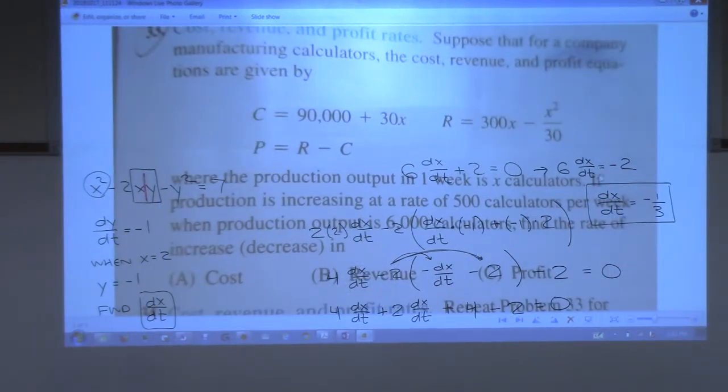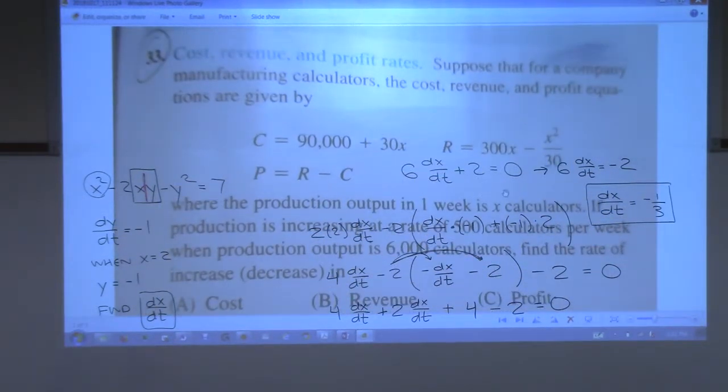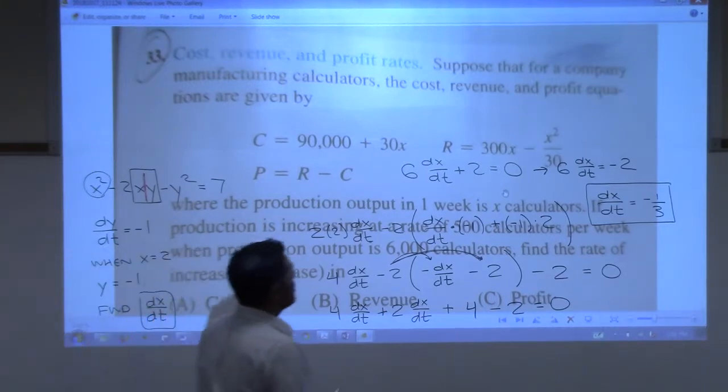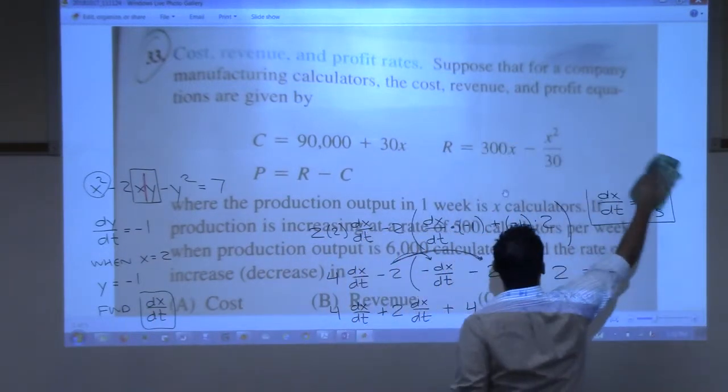So I'd like for us to read through this first problem. Let me erase all this stuff. Now, number 33 is the problem that you'll be doing for homework.